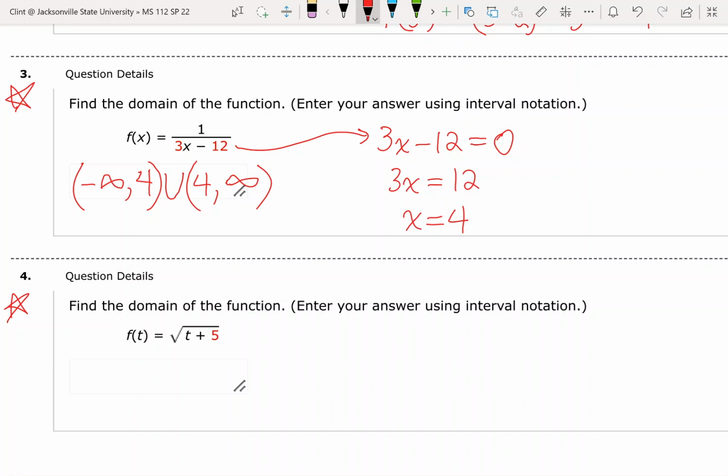Yeah, because it said interval notation. Questions on any piece of that one? Okay.